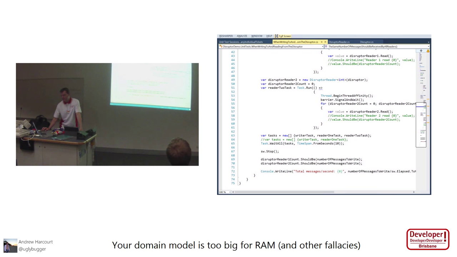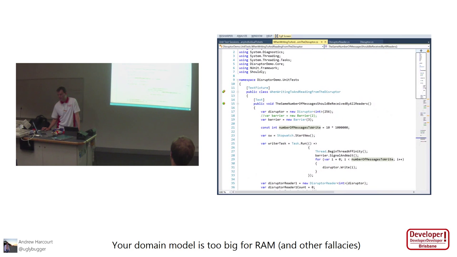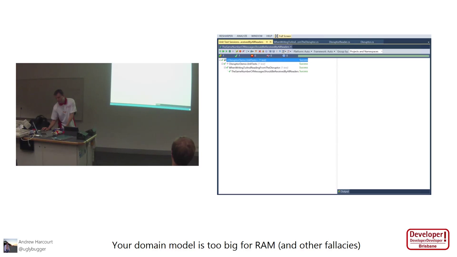All right. So then at the end of this, we're saying wait for all of our tasks to complete for up to 10 seconds, and then assert that the disruptor 1 reader read the same number of messages as we wrote, same as disruptor number 2. And then at the end of it, we say how many messages per second we managed to pump through. So let's assume that we've got a worker thread that's doing some stuff. So we've got a publisher thread, we've got our consumer thread. Let's assume that our consumer threads are the ones that are actually doing work. Let's actually see how long it takes and what sort of throughput we get.